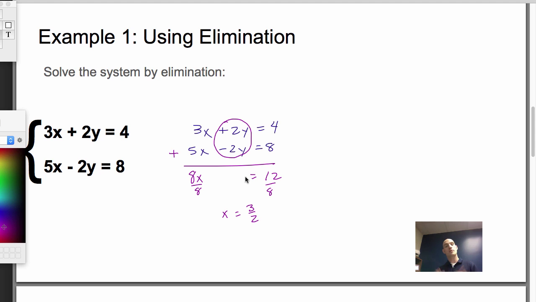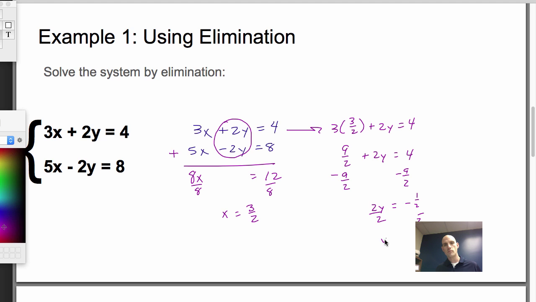And so when x is equal to 3 over 2, now we can sub it back in. And so if we sub it back in over here, 3 times 3 over 2 plus 2y equals 4. What we end up with is 9 over 2 plus 2y equals 4. And so I'm going to subtract. And so 2y equals, and this is going to be negative 4.5, so minus 4.5, so negative 1/2, and we divide by 2. Y is equal to negative 1/4.